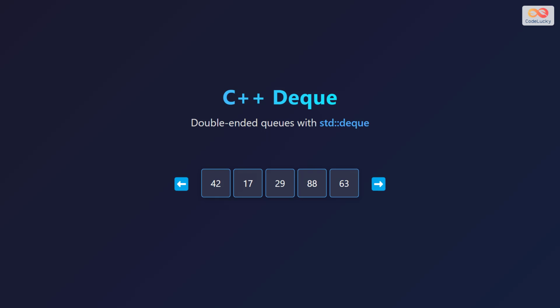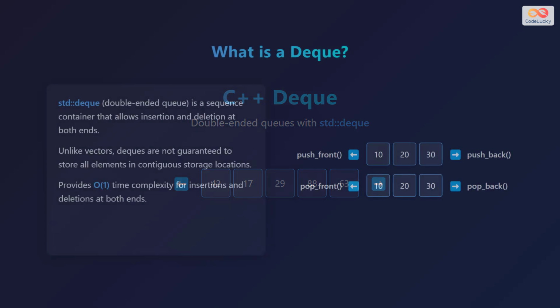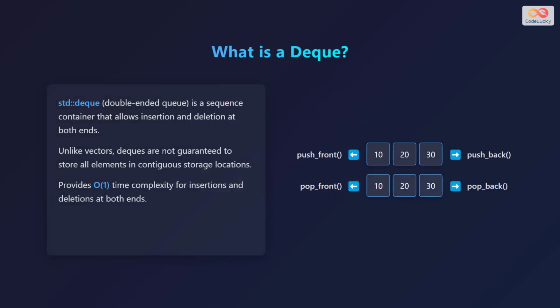Welcome to the world of C++ Deques, also known as double-ended queues. In this video, we're diving deep into the standard Deque, a powerful container that offers the best of both worlds when it comes to data storage and manipulation. So, what exactly is a Deque?